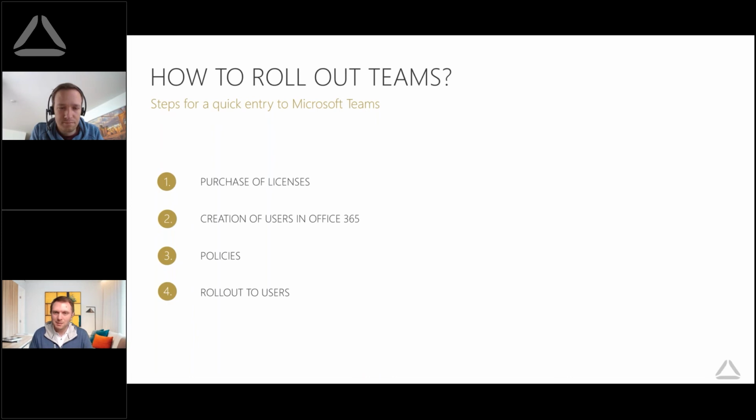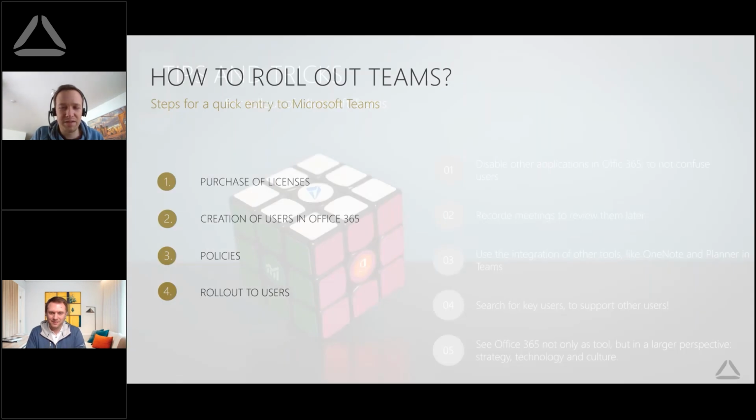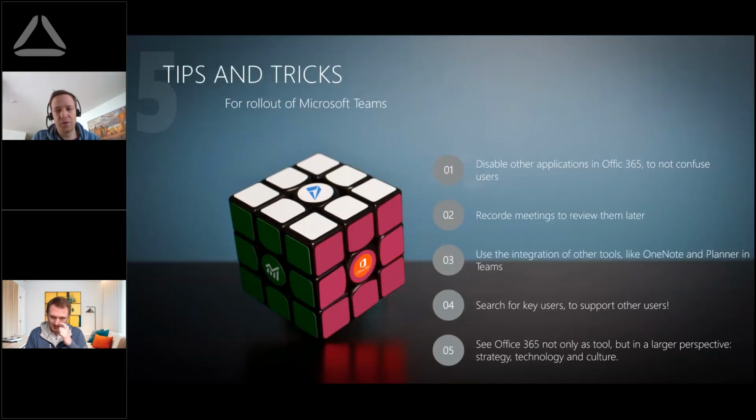Do you have some tips and tricks for Microsoft Teams that help? We have some tips and tricks. So the first one: disable other applications in Office 365 if you don't intend to use them, so you don't confuse your users and don't make them click on buttons you don't want them to click right now, because they could activate a feature that you don't want to use at the moment.